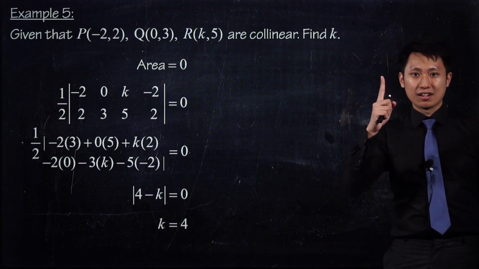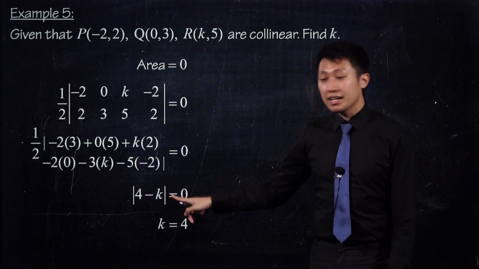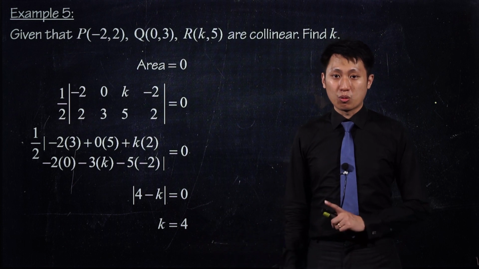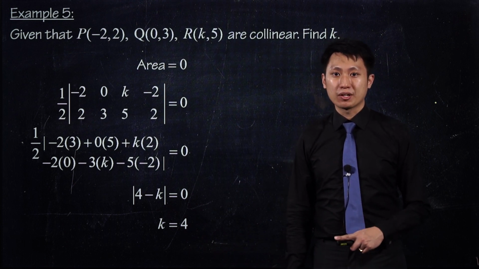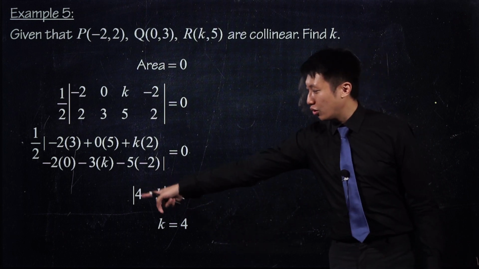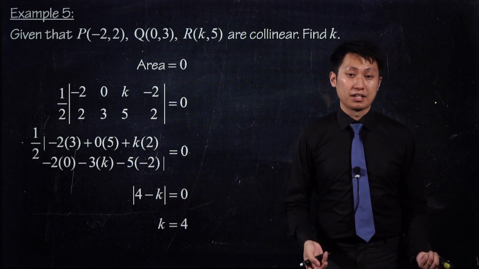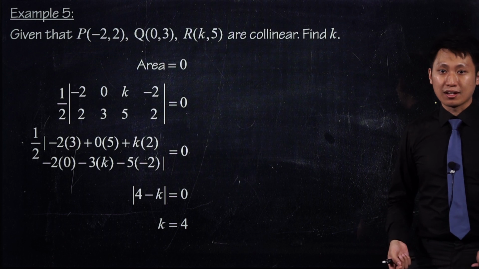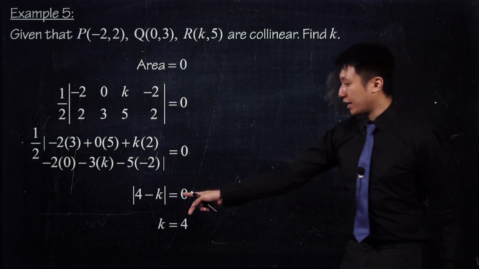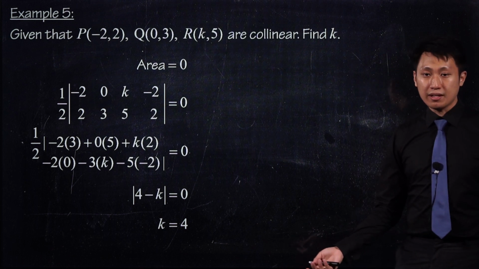That's it, one answer. Let's say modulus of 4 minus K is equal to 1, then 4 minus K has to be equal to 1, or 4 minus K has to be equal to negative 1. But for this case, it's equal to 0, so there is no ambiguity; inside must always be 0. Because nothing else, when you take modulus or absolute value, gives you 0. Okay, not possible.